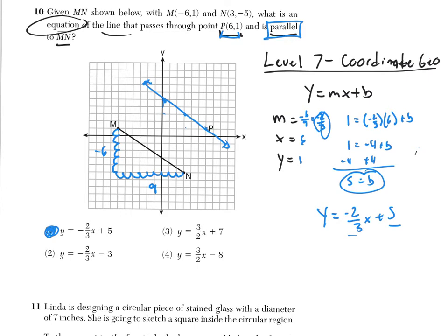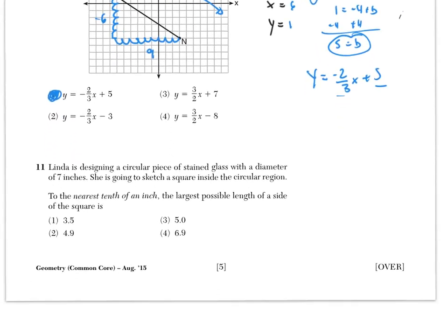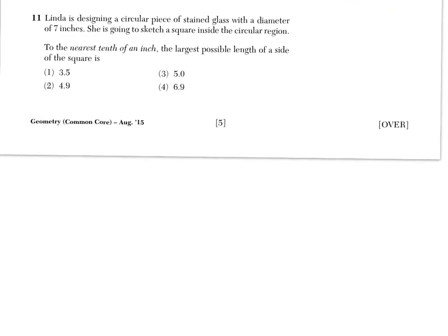Sweet. All right, let's move on down. Linda is designing a circular piece of stained glass with a diameter of 7 inches. She's going to sketch a square inside the circular region. To the nearest tenth of an inch, the largest possible length of the side of the square is what?